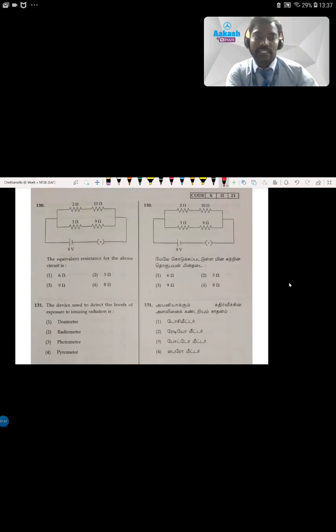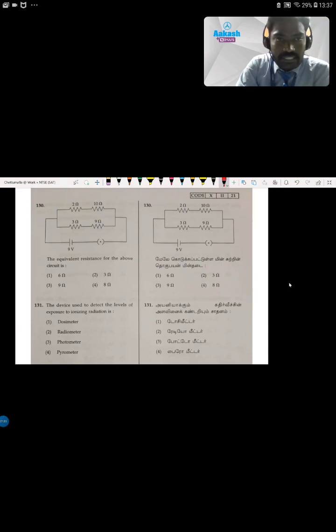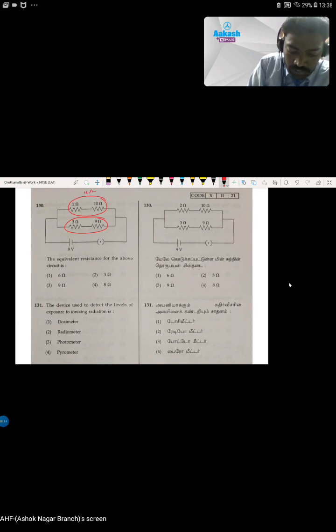Next, question number 130. This is an electricity question related to calculating effective resistance. They are asking to calculate the equivalent resistance in this circuit. Students, only one simple logic: if current is dividing, it is parallel; if current is not dividing, it is series. These two resistors are connected in series, 3 plus 9, 12 ohm, and these two are also in series, 10 plus 2, 12 ohm. Now the 12 and 12 are connected in parallel combination.